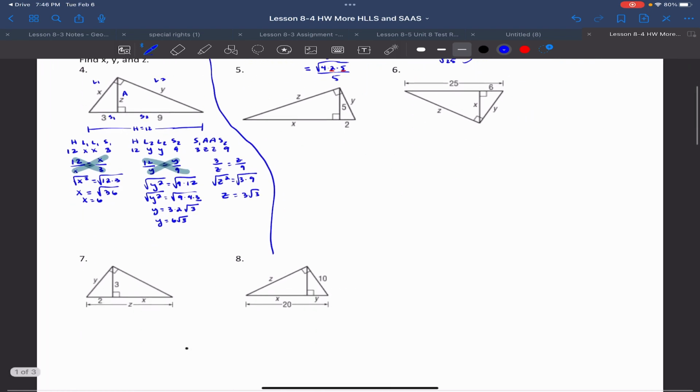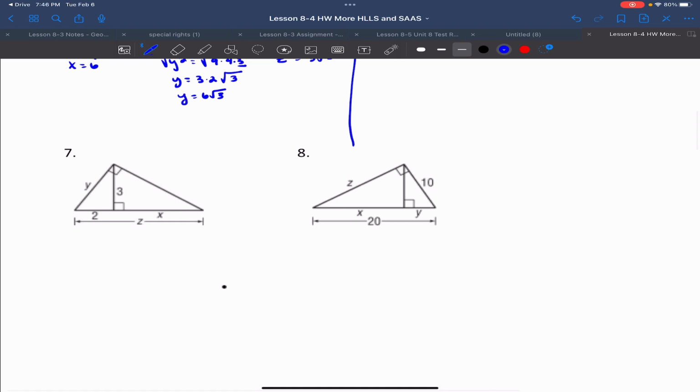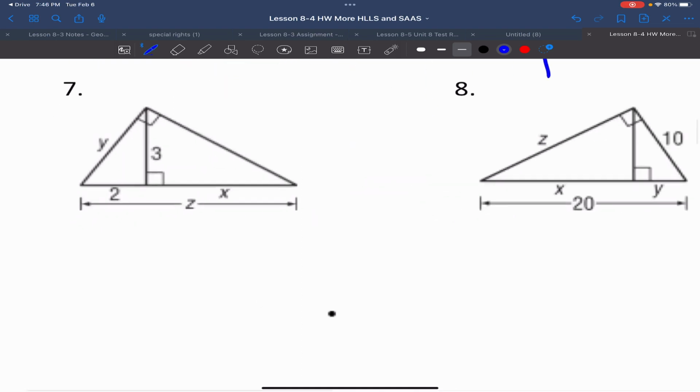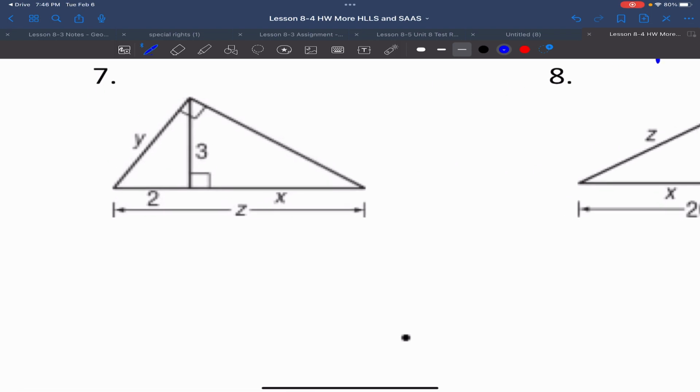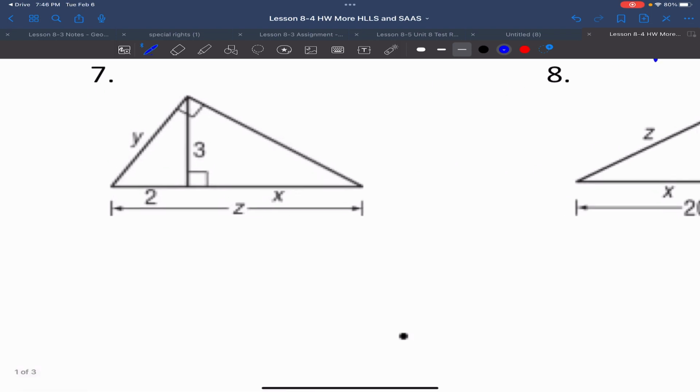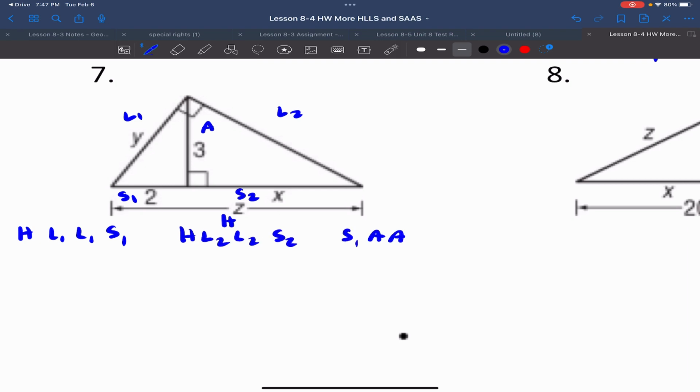Okay, so let me do 7. 7 has a lot of weird numbers as your answer, so I'm going to go over those real quickly. So again, this is the hypotenuse, segment 1, segment 2, leg 1, leg 2, altitude. H, L1, L1, S1, H, L2, L2, S2, S1, altitude, altitude, S2. The hypotenuse is Z, leg 1 is Y, segment 1 is 2.